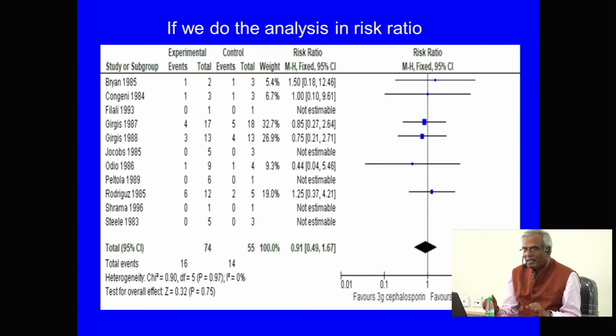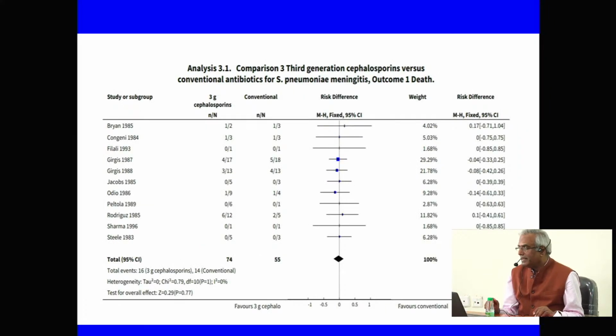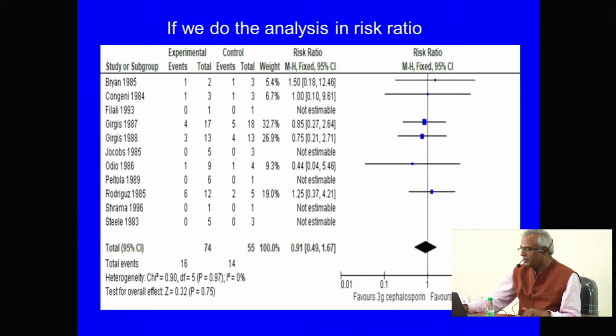And you also get such a wide confidence interval, 0.49 to 1.67, which means third generation cephalosporins compared to conventional antibiotics in case of bacterial meningitis, community acquired bacterial meningitis, may be as much as 51% reduction in risk to 67% increase in risk. This is meaningless. But if you go to the risk difference, it says, look here, both are practically similar. It may be 2% less with cephalosporins, but very unlikely that there will be difference of risk more than 14 to 18%. So you get a little more convinced about similarity of effects between the two drugs.